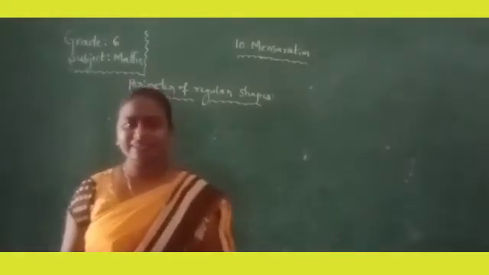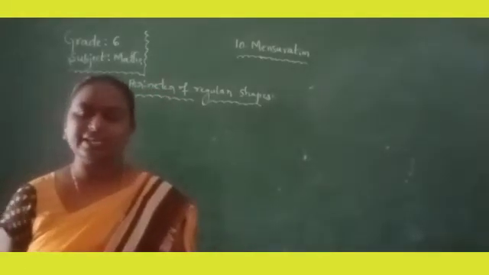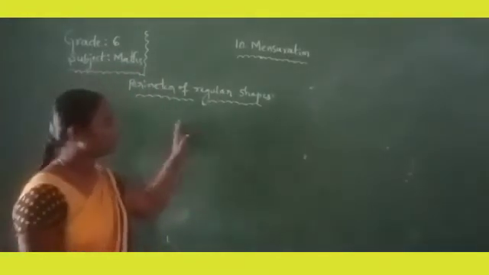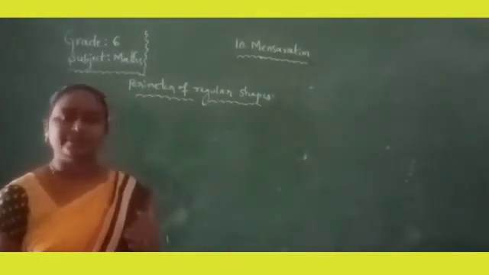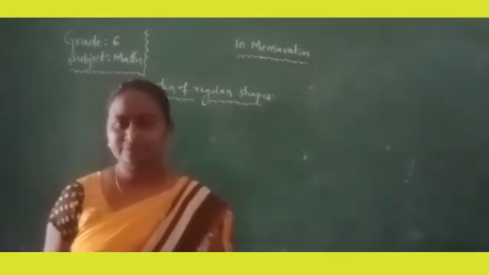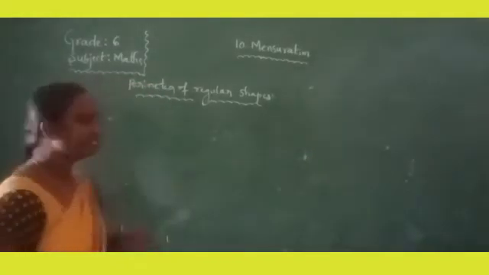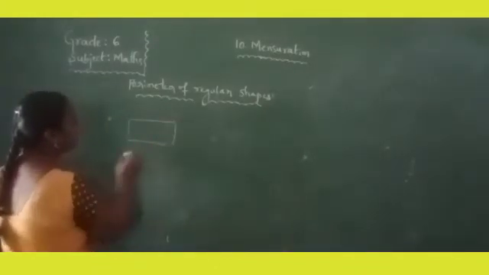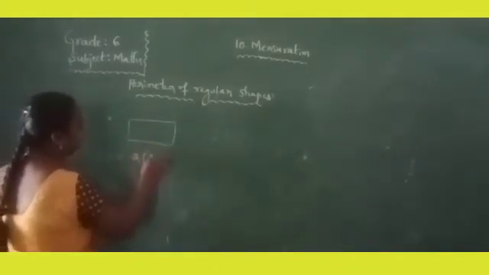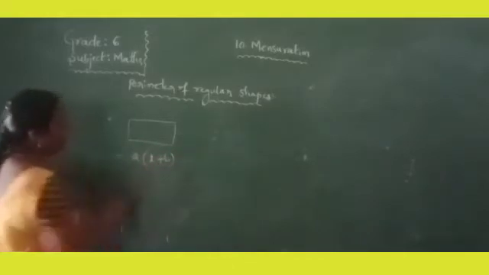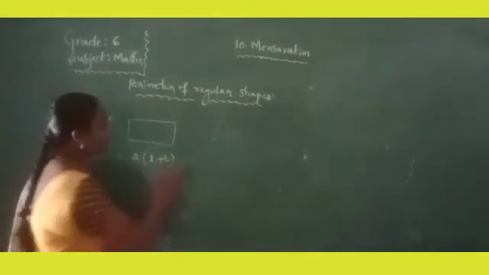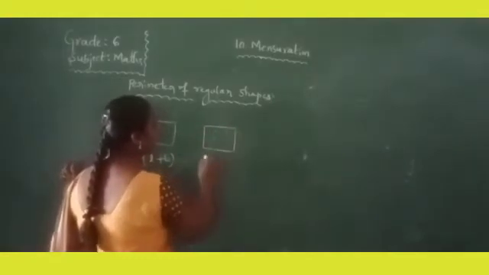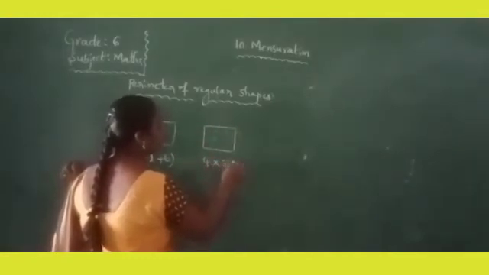Hi students, welcome again. Today you are going to learn about the perimeter of regular shapes. In the last class you learned the perimeter of two regular shapes. What are they? The perimeter of a rectangle. What is the formula for the perimeter of a rectangle? 2 into (L plus B). Okay? And what is the perimeter of a square? A square has 4 sides, so it is 4 into side.